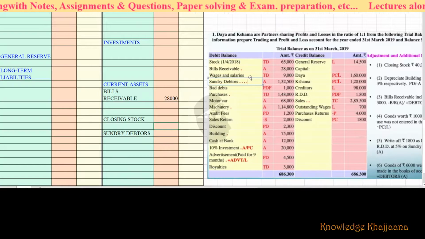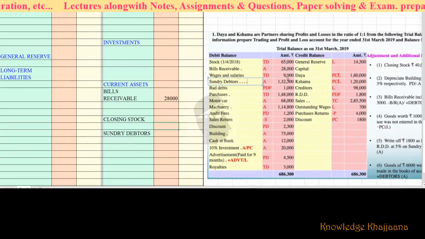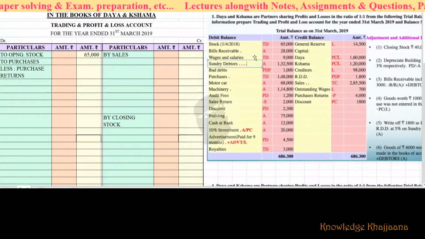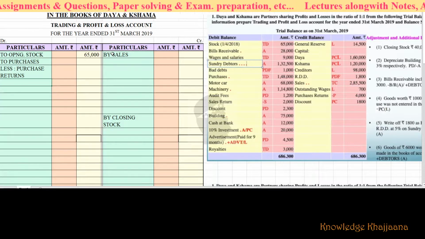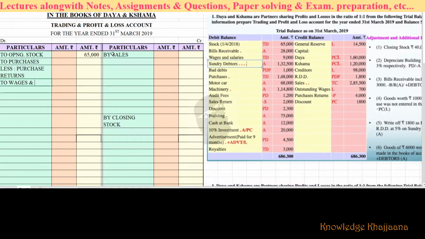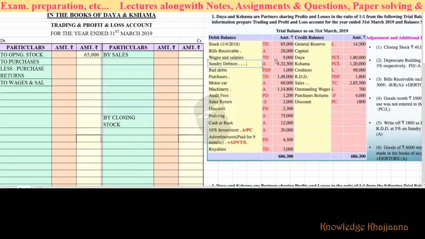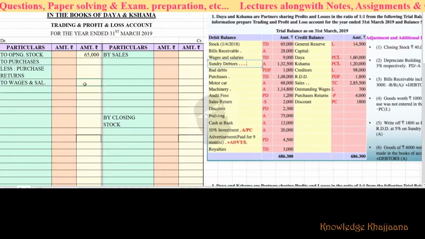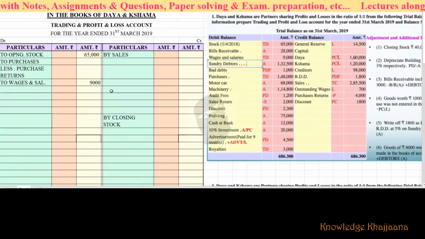Third entry, wages and salaries. See, there is no adjustment against wages and salaries. It will go to the trading account debit side. Wages and salaries, trading account debit side, rupees 9,000. We'll write over here, to wages and salaries. Why will it go to the trading account? Because the word wages is given first, so it will go to the trading account. How much? There is no adjustment against wages and salaries, so rupees 9,000 will get debited to the trading account.